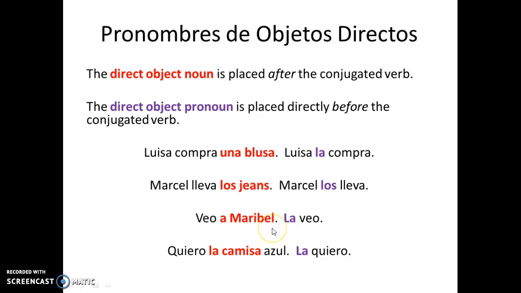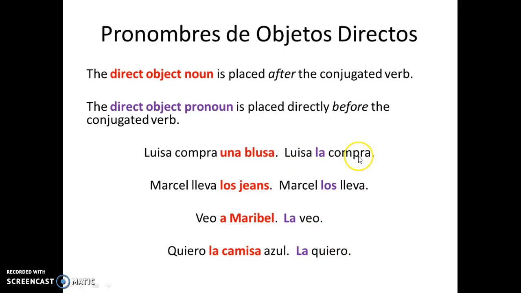Veo a Maribel. Maribel is the direct object noun. It is after the conjugated verb veo. And quiero la camisa azul. La camisa is the direct object noun. It is located directly after the conjugated verb. Now, if you want to replace all of those nouns with a direct object pronoun, you can do that in Spanish, but you have to pay attention to where you place the direct object pronoun. It will be placed directly before the conjugated verb.